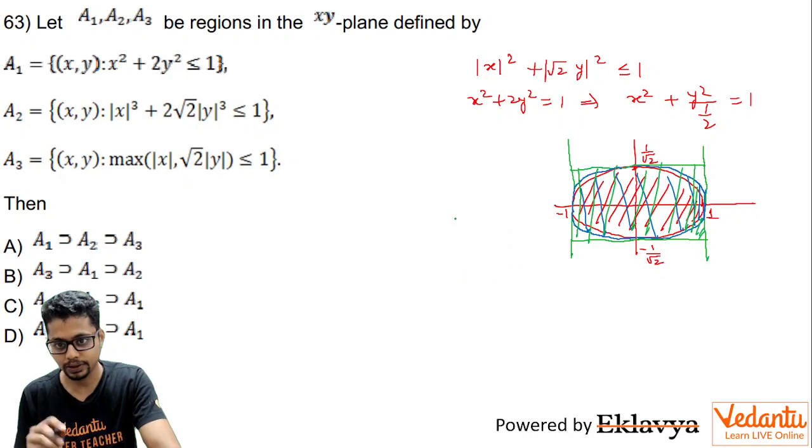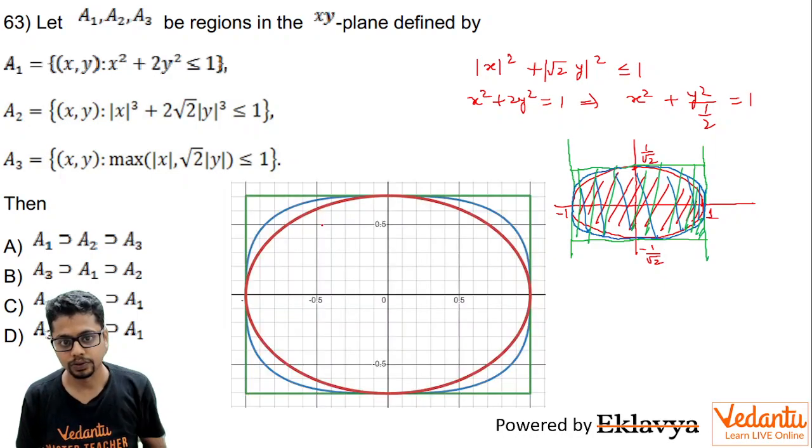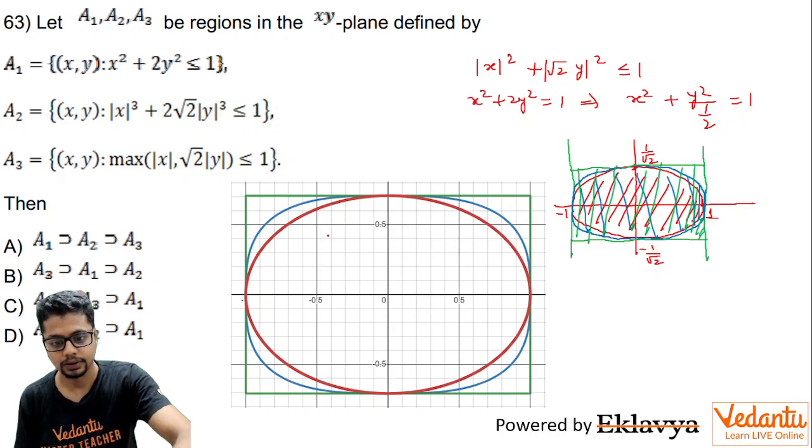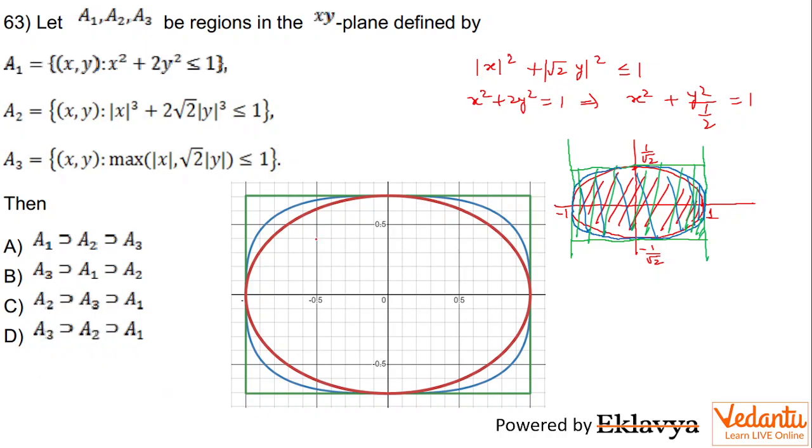Let me show you the plot I have made using Desmos. You can see these are the options, and this is A1. Inside it is the region of A1, because it is less than or equal to 1. Inside this blue part is the region of A2, and inside this green part is the region of A3. So D is the answer.